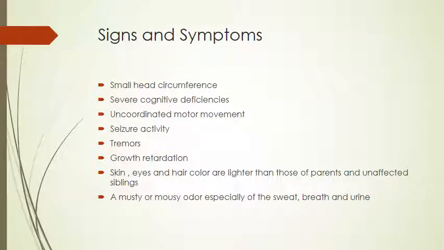The signs and symptoms of this disorder are a small head circumference, severe cognitive deficiencies, uncoordinated motor movement, seizure activity, tremors, growth retardation, and the skin, eyes, and hair color are lighter than those of the parents and unaffected siblings. There's also a musty or mousy odor, especially of the sweat, breath, and urine.